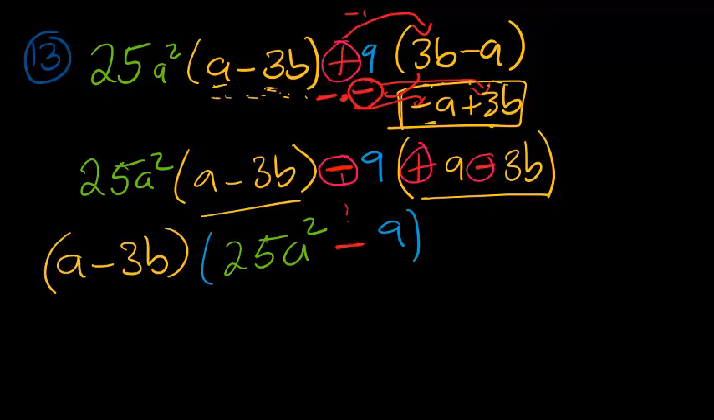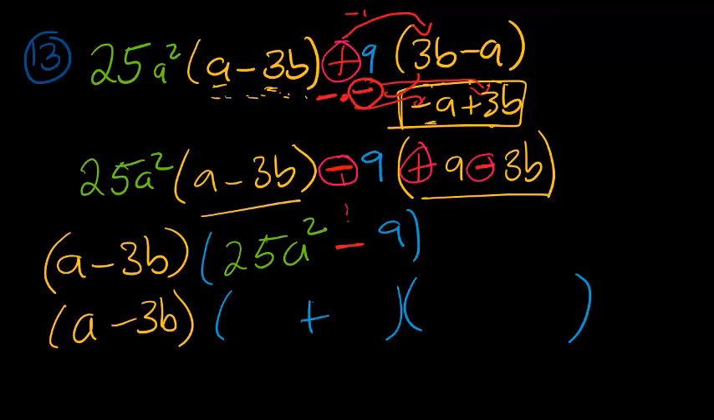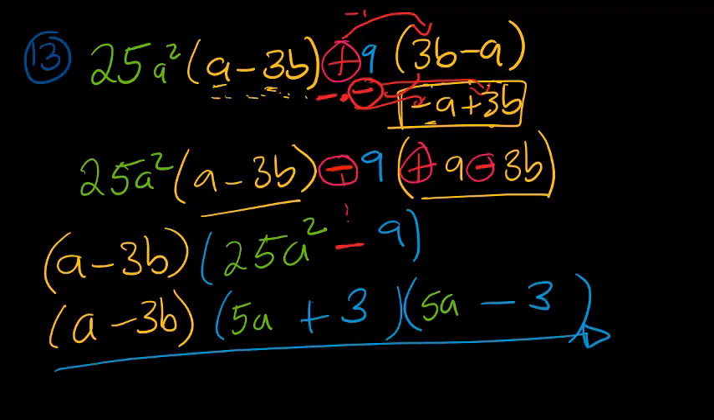Okay, so my first bracket, a minus 3b, is as simple as it gets. My second bracket is a difference of squares. So I am going to factorize my difference of squares by getting two brackets. And each bracket is going to have a plus and a minus. And then the square root of 25a squared is 5a on both sides. And the square root of 9 is 3 on both sides. And that there is my final answer.